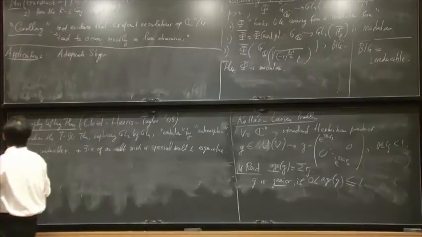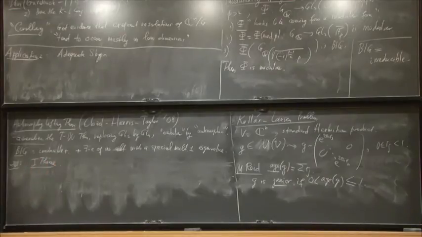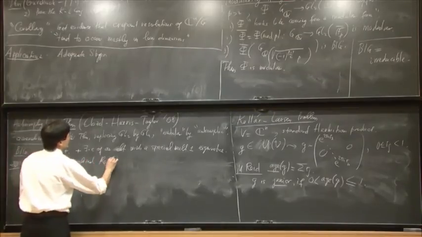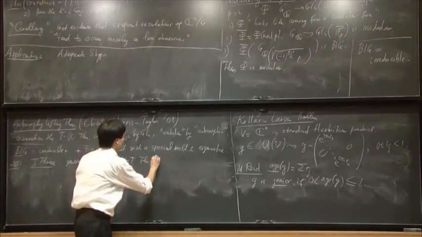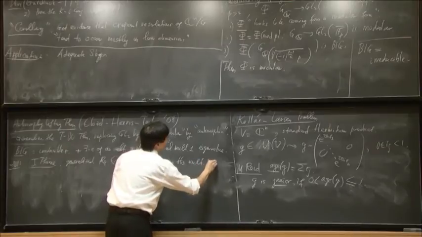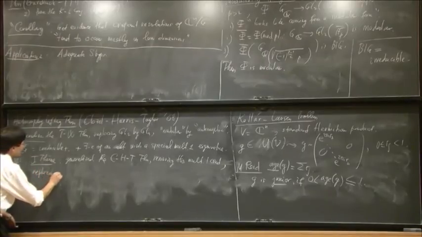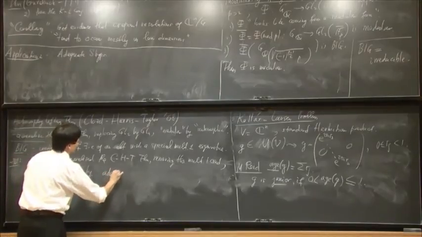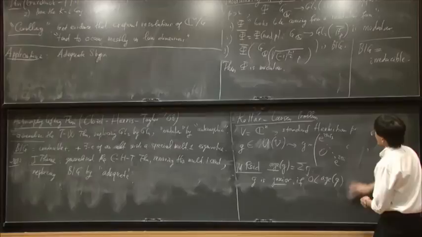So in 2012, Thorne generalized the theorem further. Generalized the Clozel-Harris-Taylor theorem. And he removed this condition, removing the multiplicity one condition, and thus replacing the bigness by something that he called adequacy. Okay. So now let me give you the definition of adequate subgroups.